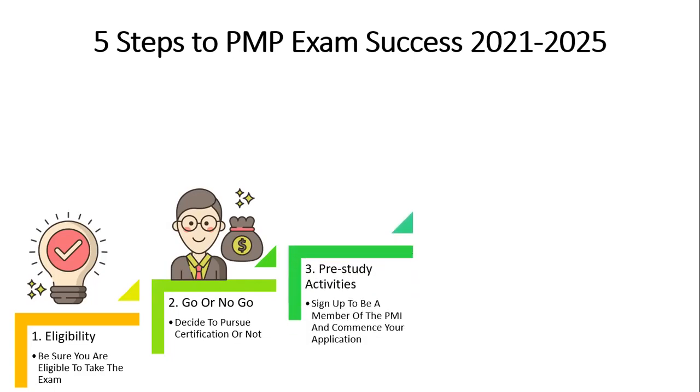Number three, pre-study activities. When you decide to move ahead, sign up to be a member of the PMI and commence your application. The reason is this. The exam at the moment costs $555 if you are not a member. If you are a member, it costs $405. And membership is $139 in that first year. So you're actually saving roughly $11, but you also get perks being a member of the PMI.